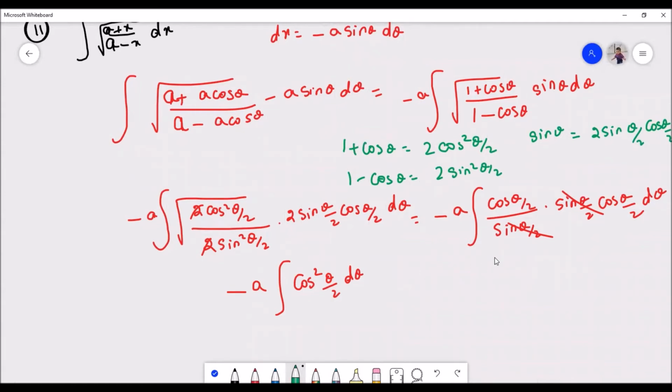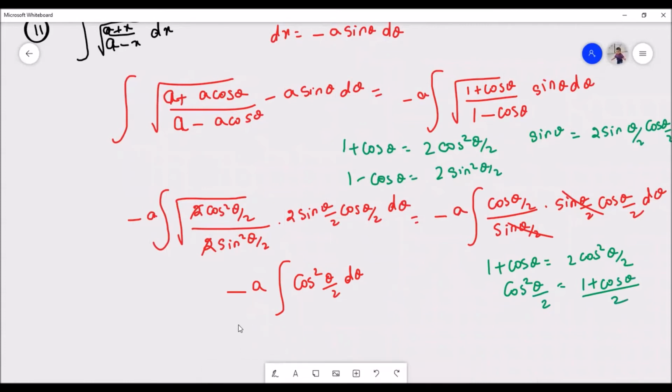From this formula only I can write 1 plus cos theta is equal to 2 cos square theta by 2. I need cos square theta by 2 from this. So cos square theta by 2 is nothing but 1 plus cos theta divided by 2. Fine. Before that, let me substitute that formula. Let me use that formula here.